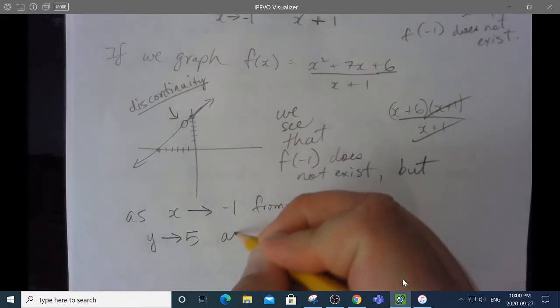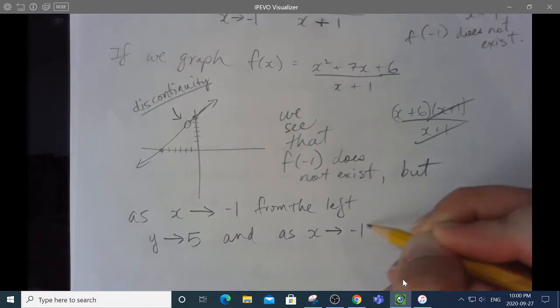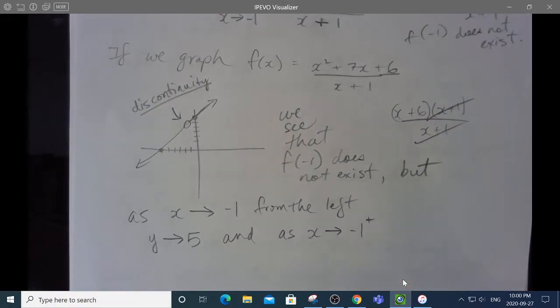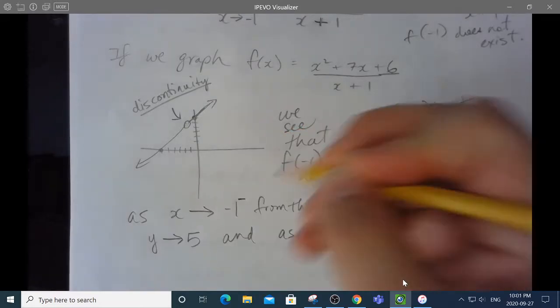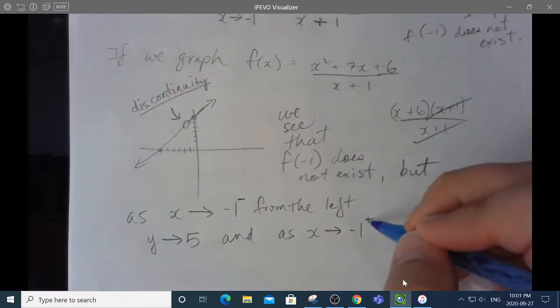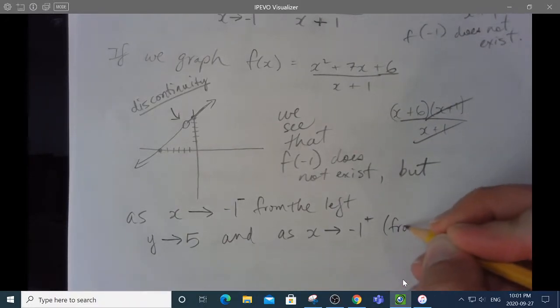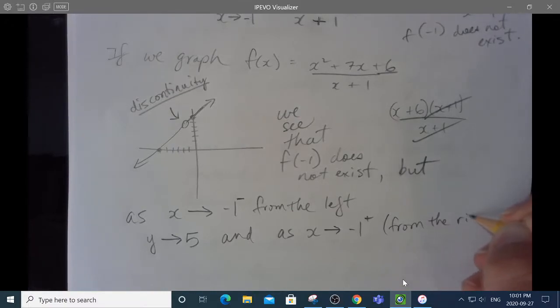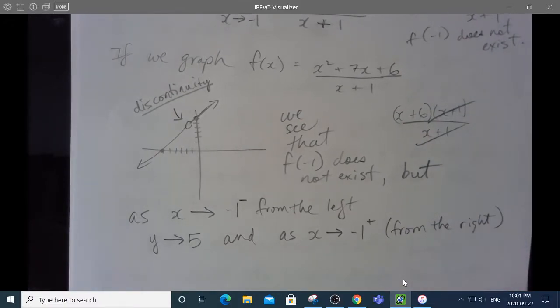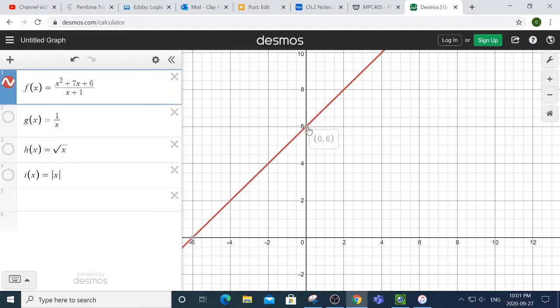so y approaches 5. And as x approaches -1 from the right, that little symbol means from the left, and that little symbol means from the right. And again, let's see that on the graph. If we were approaching from the right, we get closer and closer and closer to 5.